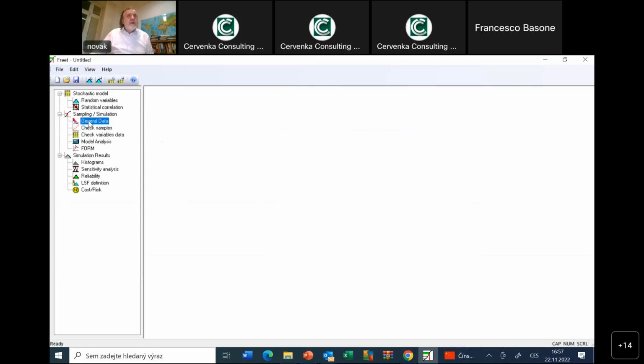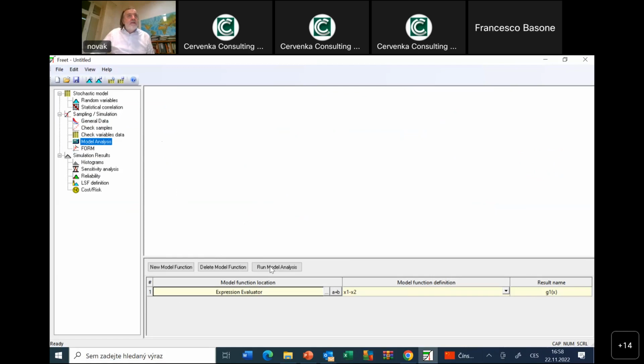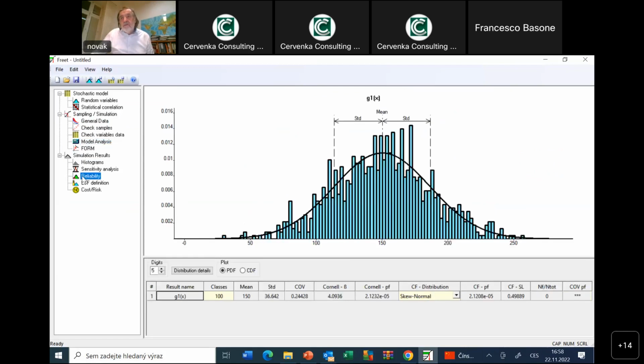I perform general data. I will keep 1,000 simulations, run model analysis, and I will see reliability, right? And you can see here that the failure probability decreased to quite a small level, 2.0 to the power of -5, which is almost the power of -6 for ultimate limit states according to our design code, Eurocode, right? Cornell safety index and curve fitting estimated that, but nothing was in the failure region, okay?